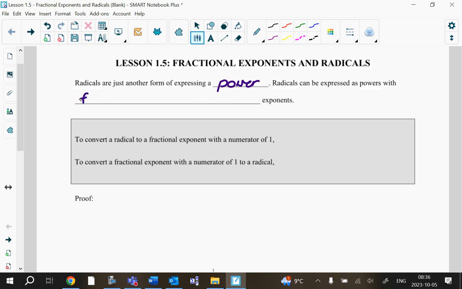So we would say fractional or rational. You hear the word rational a lot in mathematics, and when you see rational, always think fraction, because that's the definition of a rational number. It's something that you can write as a fraction.